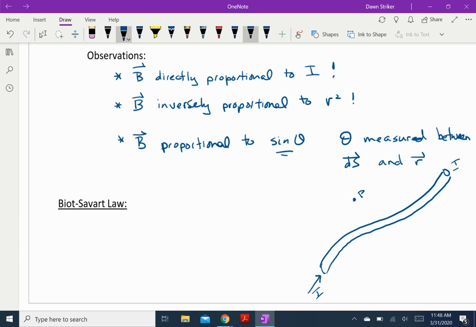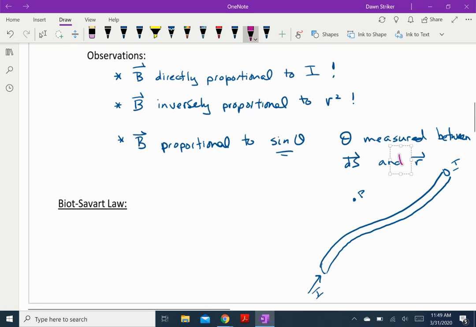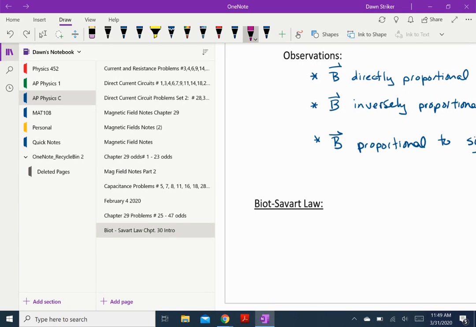And the way to do that is to think about the magnetic field that might be set up by a little section of the wire, ds. So here's my little ds vector. Actually, that's not a very good vector to use. So let me just get rid of that.